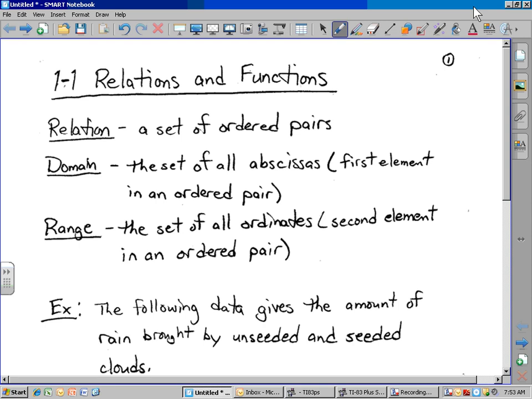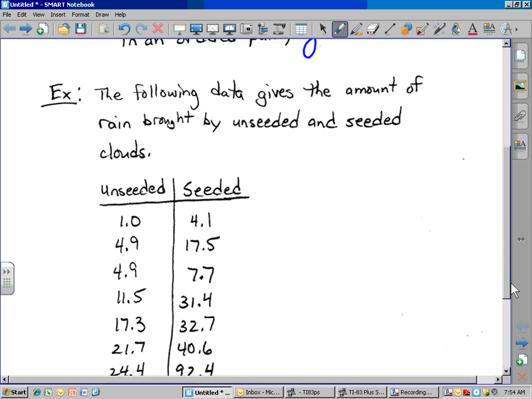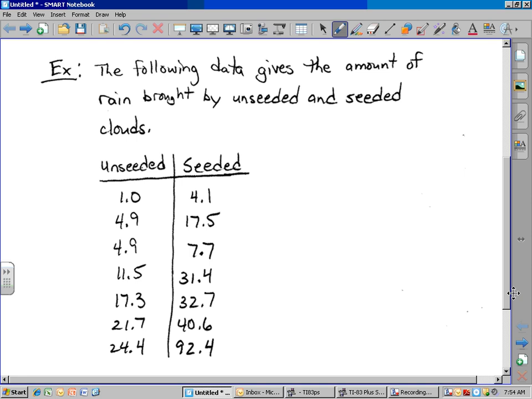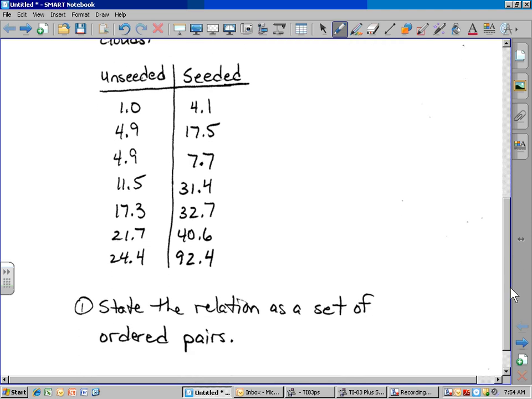And we often represent those with what letters? X and Y is correct. So the domain would be the X, and the range would be the Y. Correct? All right, let's take a look at this example then. The following data gives the amount of rain brought by unseeded and seeded clouds. So we have a data set. Give you a couple seconds to copy that.